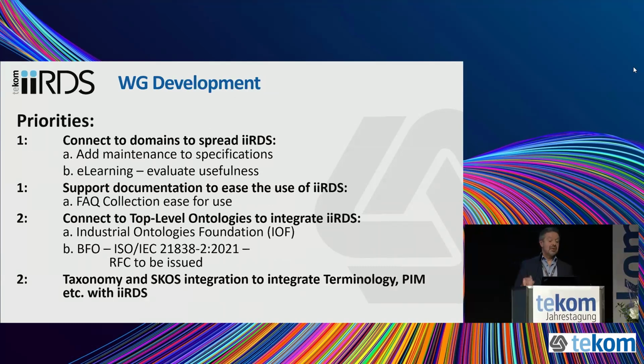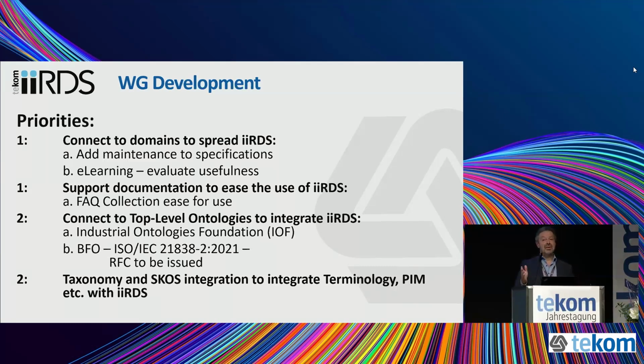What did we have as priorities in 2024? First of all, like I mentioned beforehand, connect to domains to spread iiRDS. There were two priorities: add maintenance to specifications, one point where there is already some preparatory work done, and e-learning, evaluate the usefulness of iiRDS in combination with e-learning for technical documentation. The e-learning evaluation was pushed to 2025, for next year.